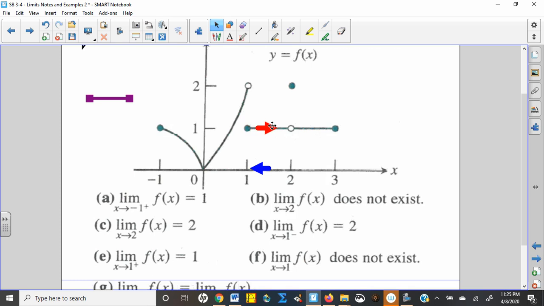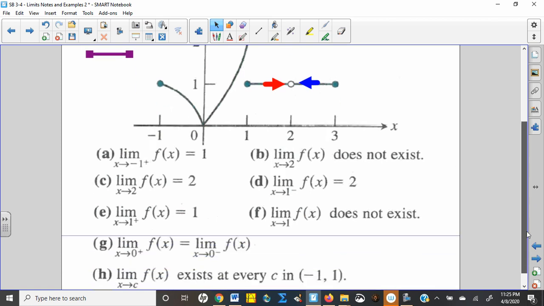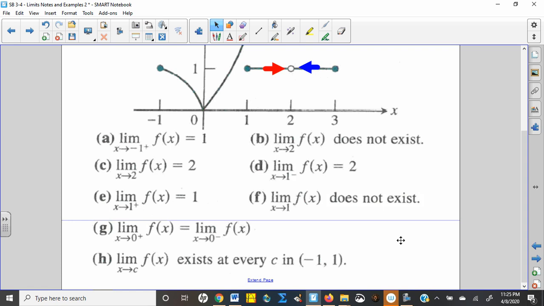As we approach 2 from the left, we're approaching a height of 1, right? As we approach 2 from the right, we're approaching a height of 1. So even though there's a hole there, a removable discontinuity, and the actual value of f of 2 is equal to 2, it is definitely still a limit. A limit exists there as we approach 2. I don't know if that was an answer. Well, here it says the limit as we approach 2 does not exist. That's totally false, right? Because we just said it did.